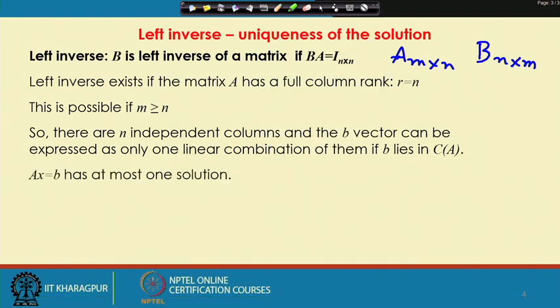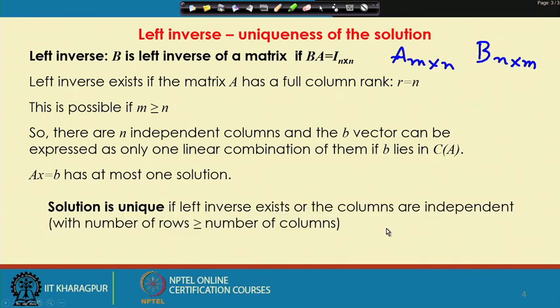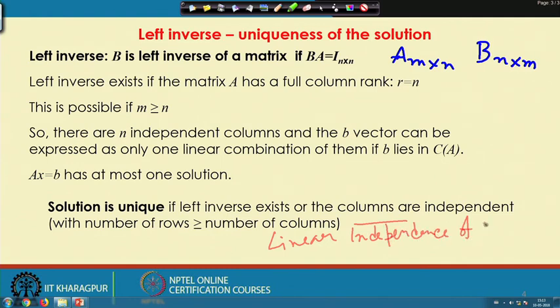So, Ax = B will have at most one solution, and the solution is unique if a left inverse exists, or the columns are independent with the number of rows greater than or equal to the number of columns. So, this uniqueness, as well as the left inverse, comes from the property of linear independence of columns.